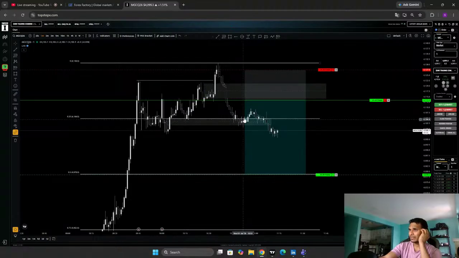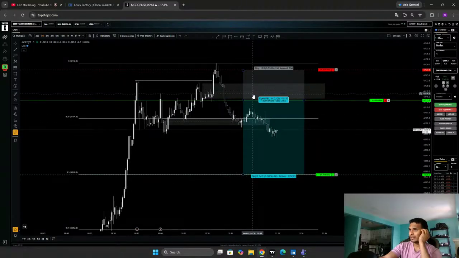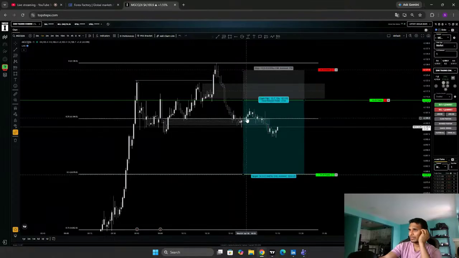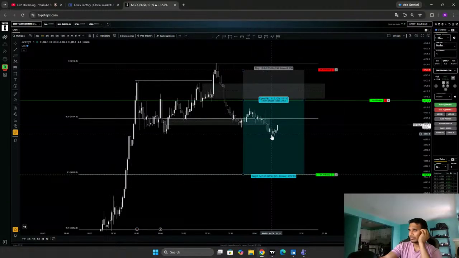I expected the price to retrace here, but unfortunately it didn't give any sort of retracement. It just didn't do anything, bro. It just drops down, breaks the 25 here, and again it breaks the 25 here. So I don't know what is going to happen next.